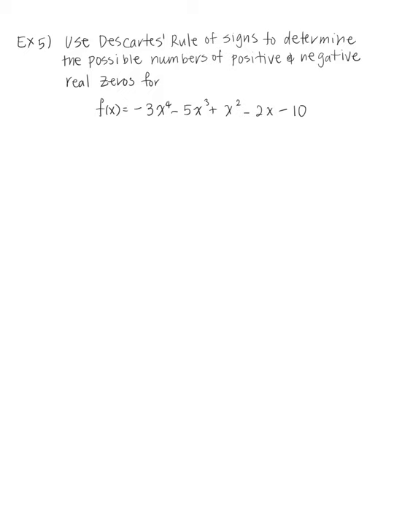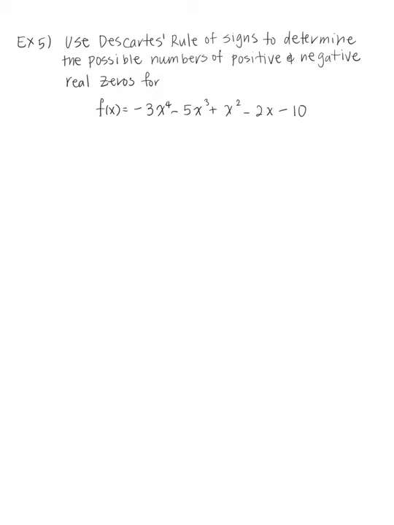Let's take a look at an example. Example 5. Use Descartes' rule of signs to determine the possible numbers of positive and negative real zeros for f of x equals negative 3x to the fourth minus 5x cubed plus x squared minus 2x minus 10.